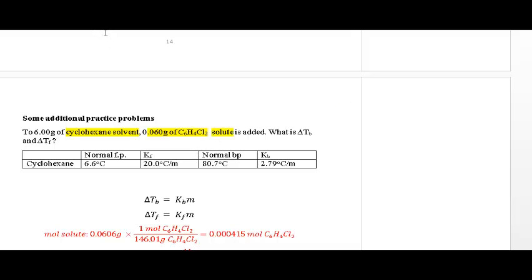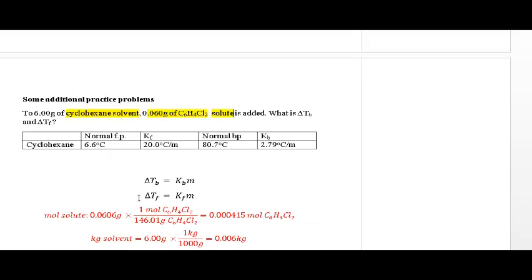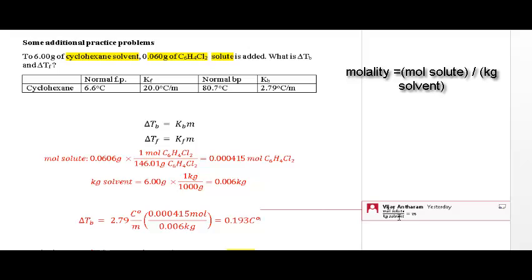So we can automatically plug it into our equations: boiling point elevation, which is Kb, the molal boiling point constant, times the molality, and freezing point depression, which is the change in freezing point, the freezing point depression constant times the molality. Remember, lowercase m is molality, moles of solute per kilogram of solvent.